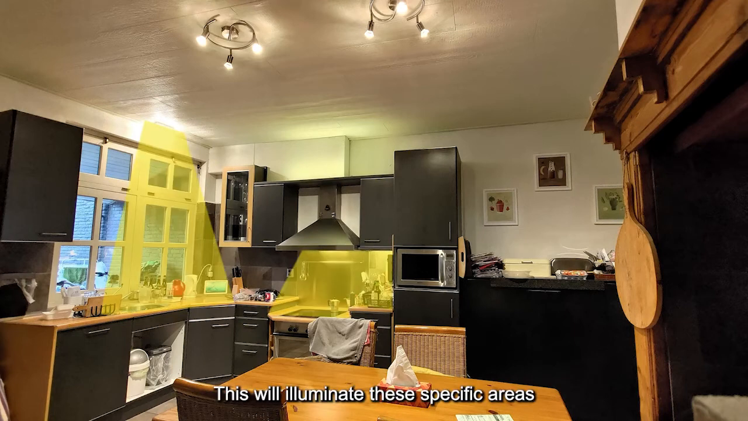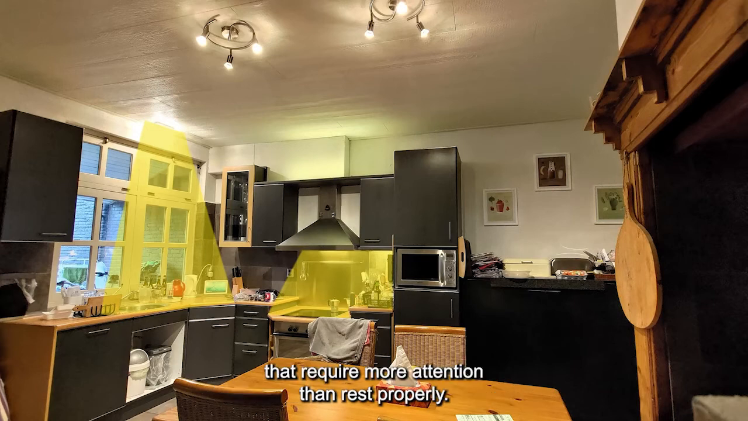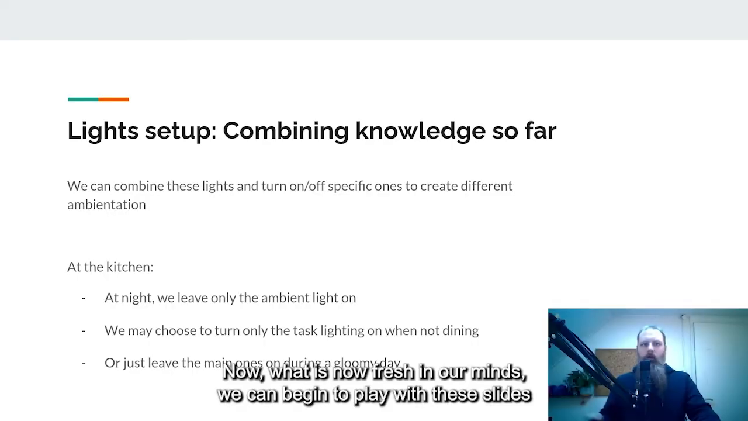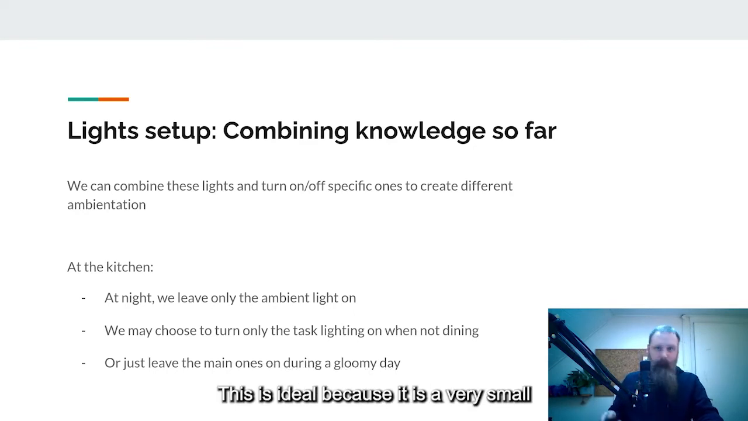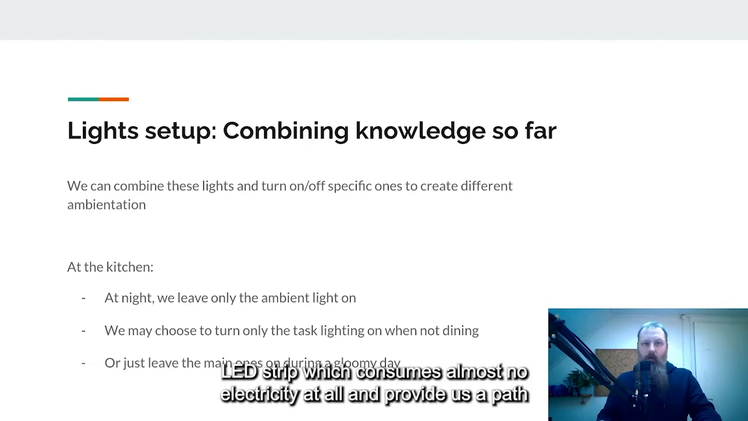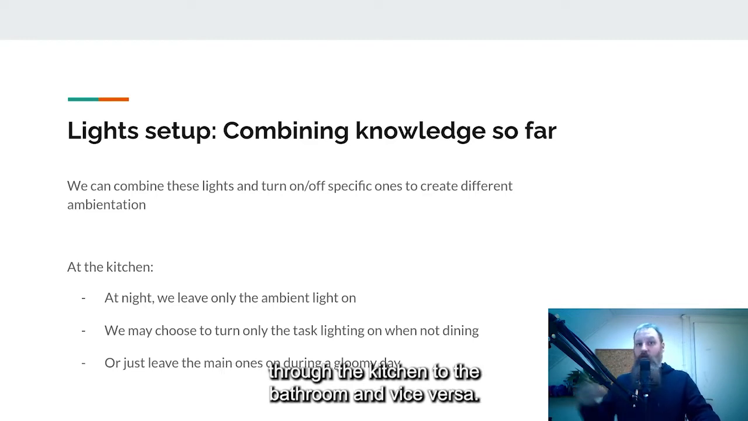These will illuminate these specific areas that require more attention than the rest properly. Now, with this fresh in our minds, we can begin to play with these lights in order to create different ambientations. At night, for example, we can leave the ambient light on. This is ideal because it is a very small LED strip which consumes almost no electricity at all and provides us a path through the kitchen to the bedroom and vice versa.